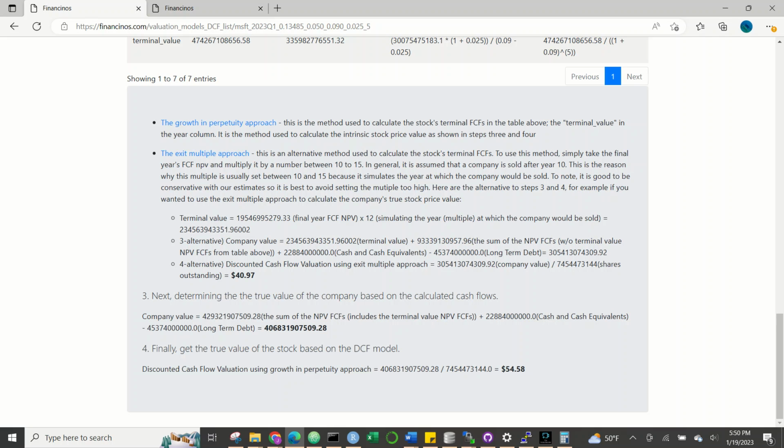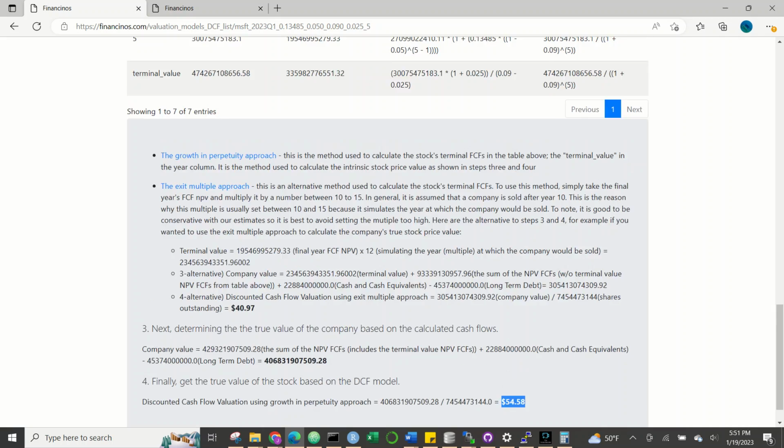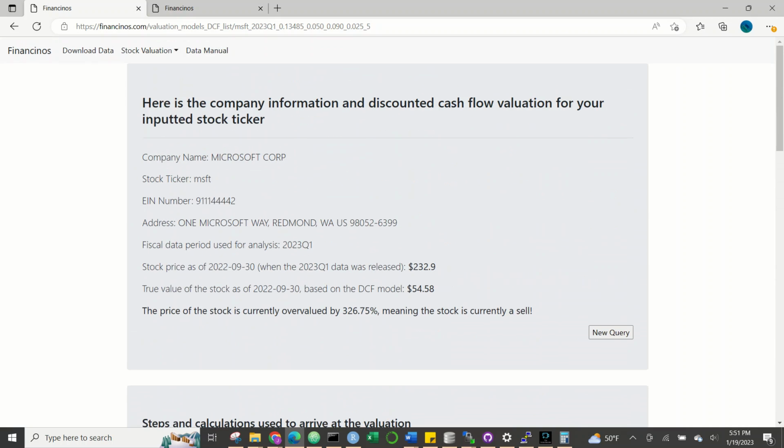And then finally, step 4, we get the true value of the stock based on the discounted cash flow model. We take our company value, and then we divide that by the number of shares outstanding to equal $54.58. And as we see up here, at the very top, the true value of the stock as of September 30, 2022 is $54.58.